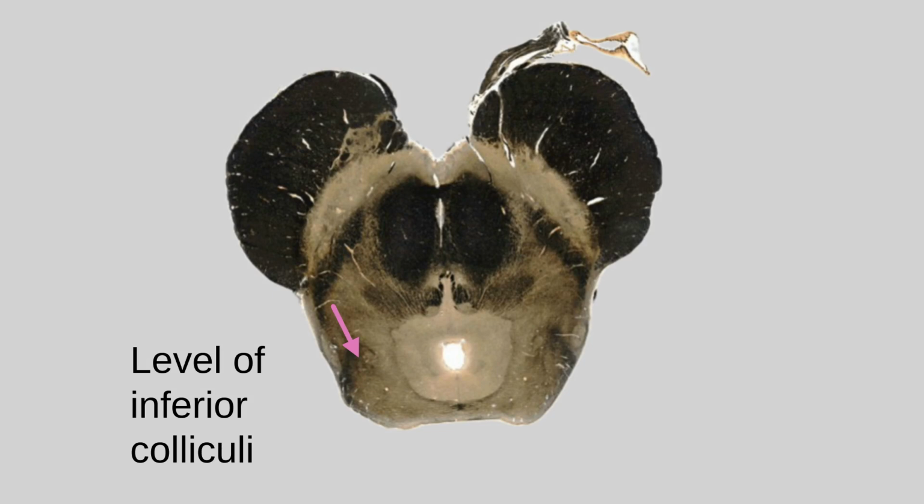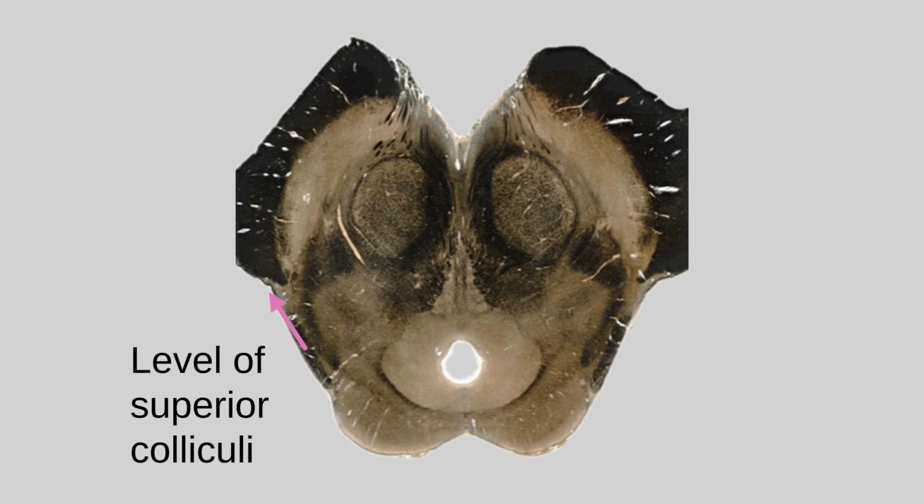An ascending sensory tract, the lateral lemniscus, which is part of the auditory pathway, is indicated by the pink arrow. It will enter inferior colliculus. And fibers from inferior colliculus will pass in the brachium of the inferior colliculus towards medial geniculate body of thalamus, as the pink arrow now indicates. The brachium of inferior colliculus is best visualized at the axial level of the superior colliculus.